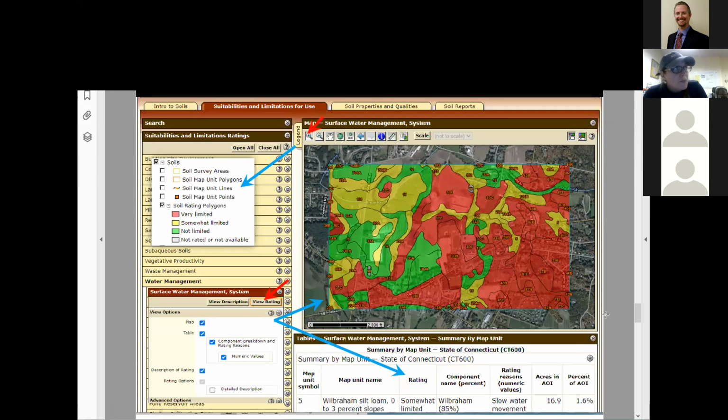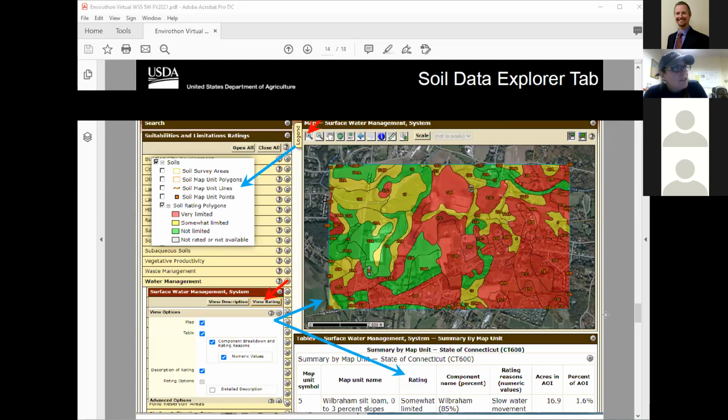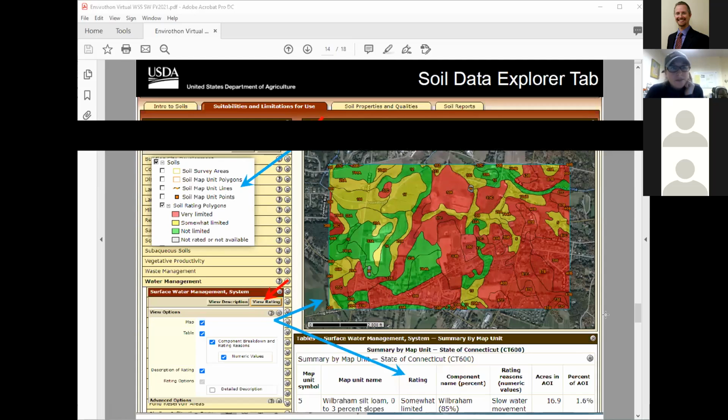So if I went over to my legend, I look at soil rating polygons, red reads very limited, very limited. That's right.